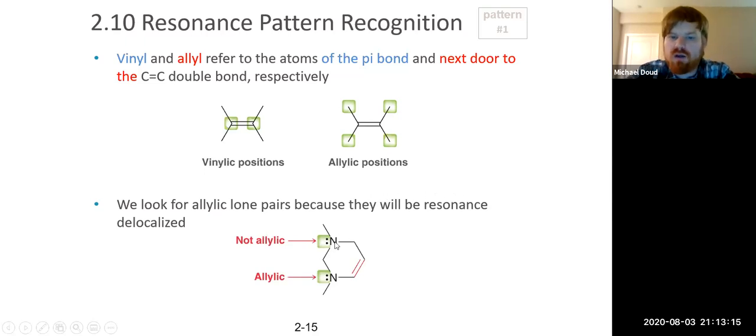Looking here, this nitrogen has a lone pair, but it's not neighboring any pi bonds. This pi bond is two positions away. This is the vinylic position, and this is the allylic position. So there's nothing over here. On the other hand, this down here is a vinylic carbon, and it's neighboring an allylic nitrogen. So this lone pair is allylic, and it will have resonance, as we're about to see. So again, be able to recognize vinylic position versus allylic position.